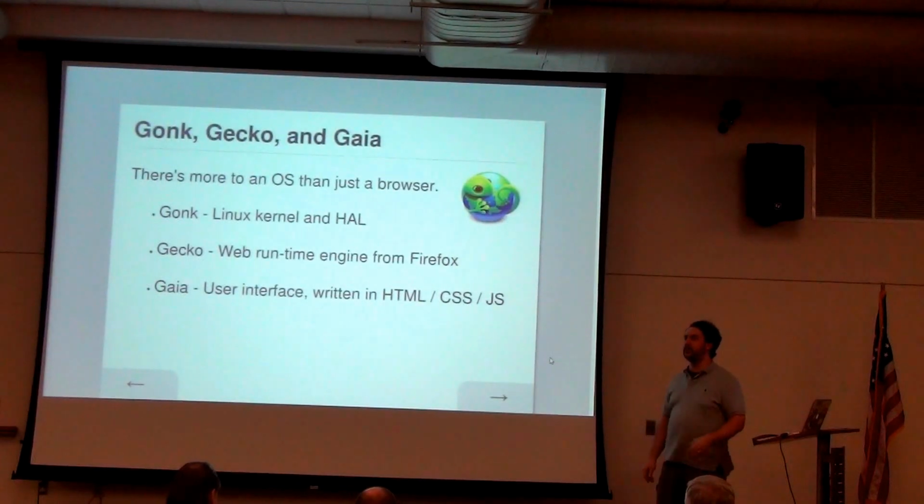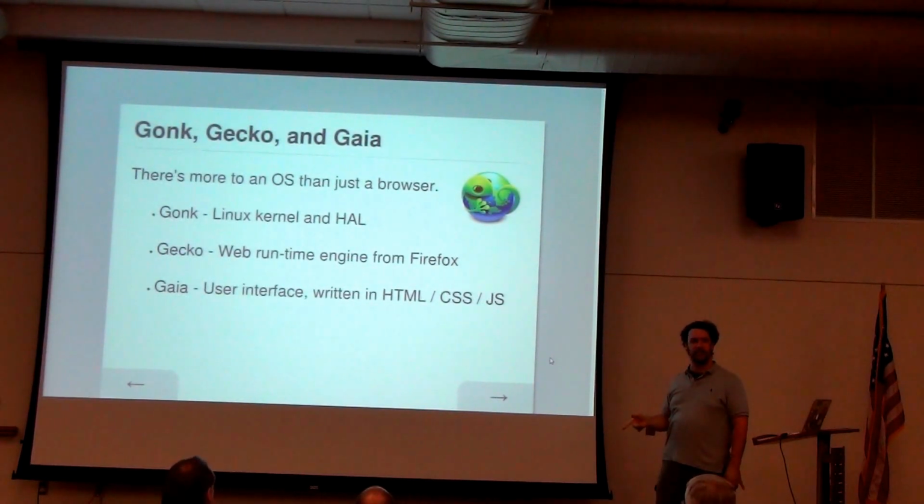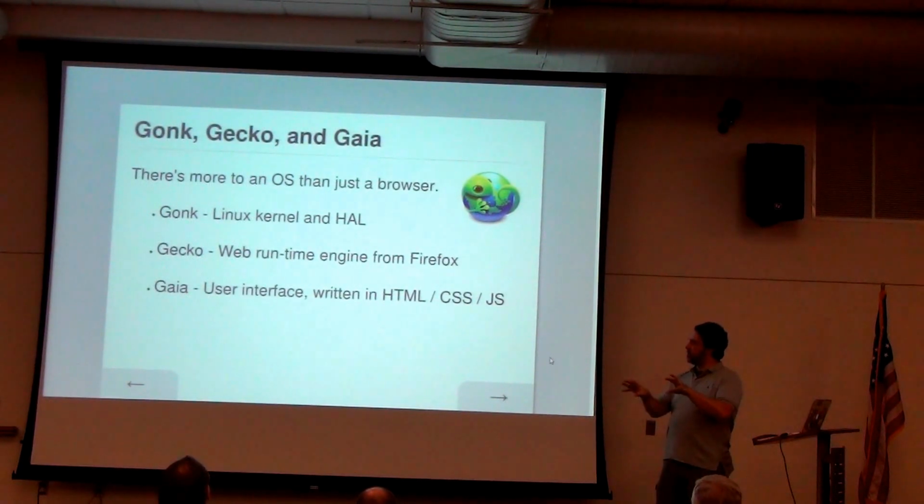But it turns out that there's more to an OS than just the browser. These are the three main parts of Firefox OS. There's the aforementioned Linux distro, which is named Gonk. I don't know why it's named Gonk. I've been trying to figure that out for the last 2 years. I don't know where that name came from. But that's the Linux kernel and just enough processes to interface with the hardware.